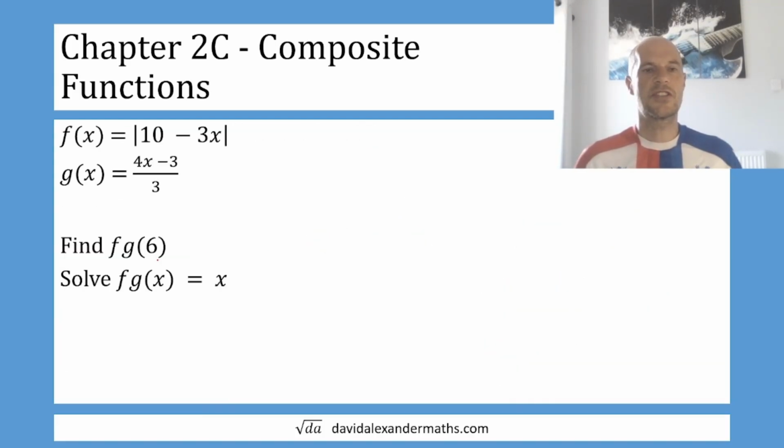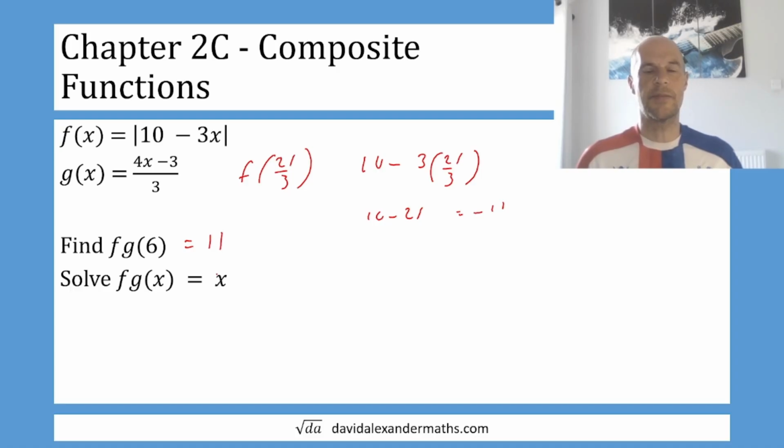Okay, so here we're trying to find the fg of 6. So 6 is going through g, and what comes out of g will then go into f. So 6 goes into g, so 4 times 6 is 24, 24 take away 3 is 21, so that's 21 over 3. So now I want the f of 21 over 3. So what is 10 take away 3 times 21 over 3? Well, that is just 10 take away 21, which is negative 11, but it's the modulus function, so that will simply be positive 11.